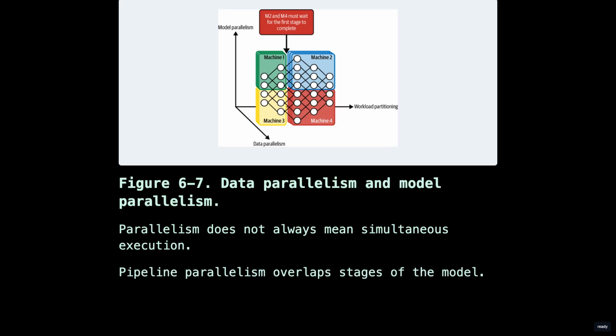Pipeline parallelism breaks each worker's job into stages so different micro-batches can sit at different points in the network at the same time. That overlap keeps the hardware busier because one machine can start the next piece while another machine finishes an earlier piece.